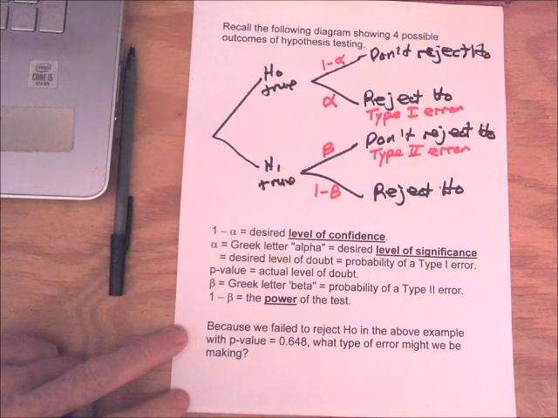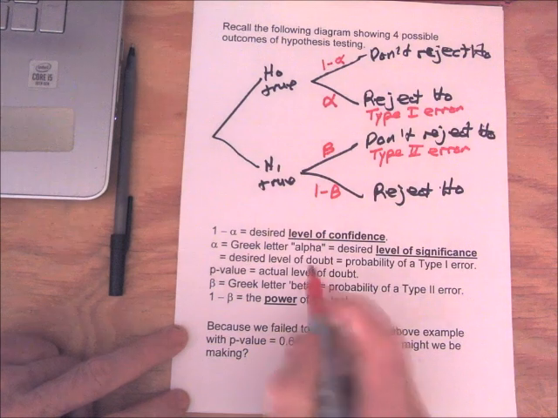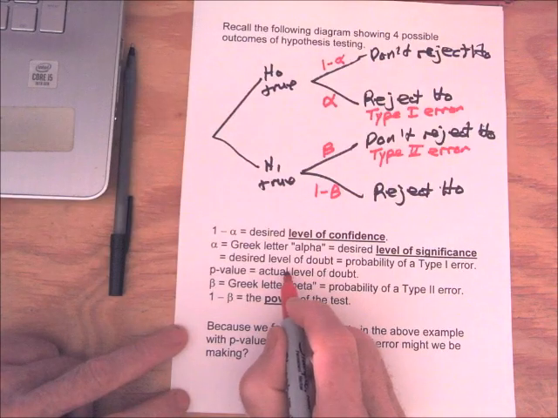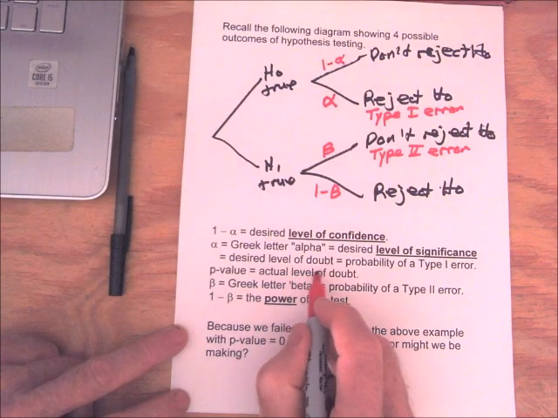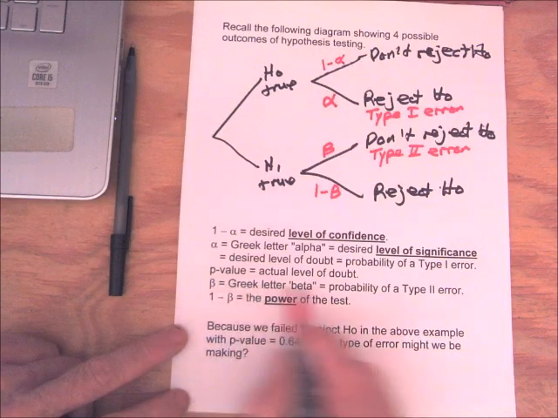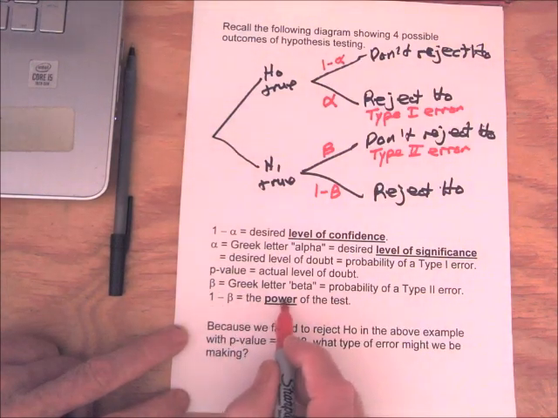P-value, here it says actual level of doubt, but more precisely it's the probability of rejecting H naught if H naught is true. And we like that to be small. Beta, Greek letter beta, probability of a type 2 error. 1 minus beta is called the power of the test.